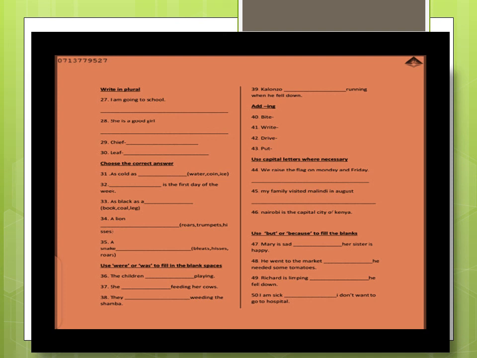Richard is limping dash he fell down. Richard is limping because he fell down. I am sick. I don't want to go to hospital. I am sick, but I don't want to go to hospital.